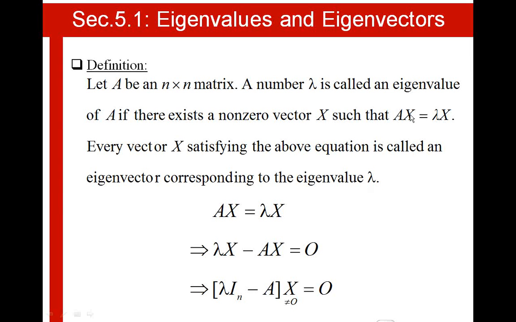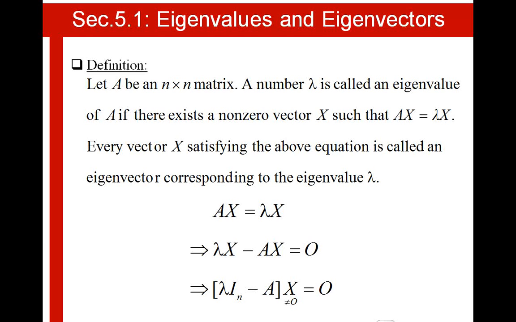So from this equation here we have Ax equal to lambda x. Therefore, if we move all these to one side, we have lambda x minus Ax equal to 0. We can take x as a factor, therefore (lambda times I minus A) times x equal to 0. This is valid provided x is non-zero.